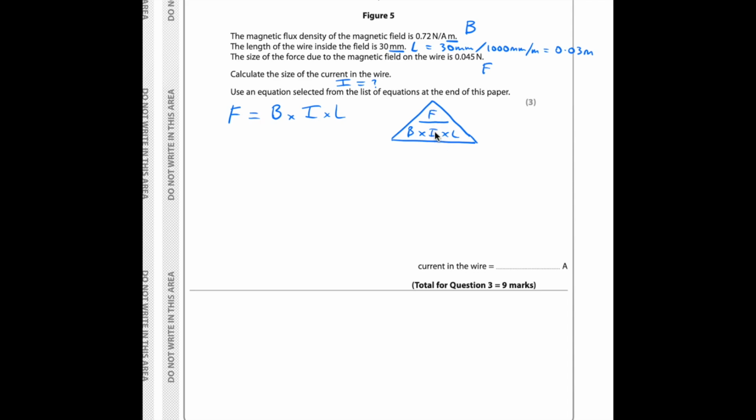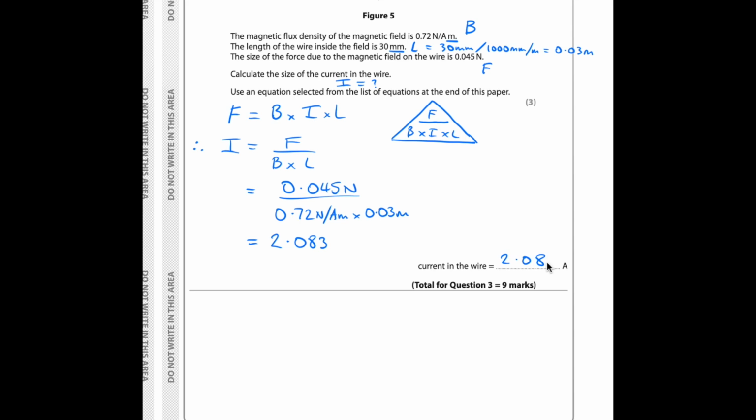Now cover up what you're looking for. So we're looking for I. So cover up I. What we're left with? F divided by B times by L. So therefore I equals F divided by B times by L. Pop the numbers in. Make sure you use your converted length, and that equals 2.083, and we'll round that down to 2 decimal places. We could have left it to 3 decimal places because they gave us one of the numbers to 3 decimal places.